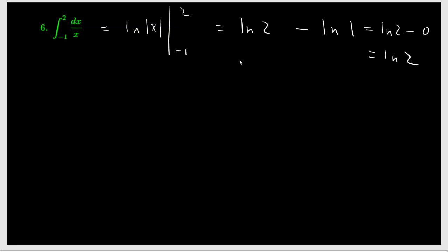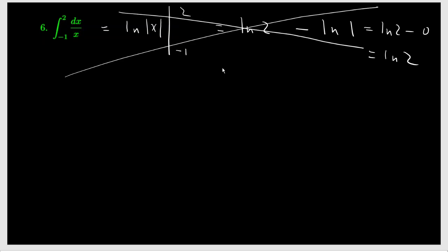You have a final answer of natural log of 2. Is that right? I was trying to trick you. Is that right? So this is wrong. This is absolutely wrong. Why?